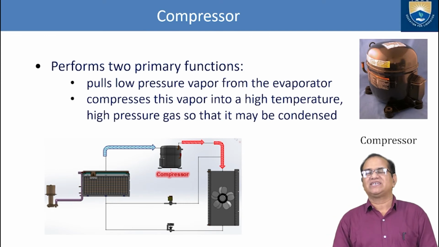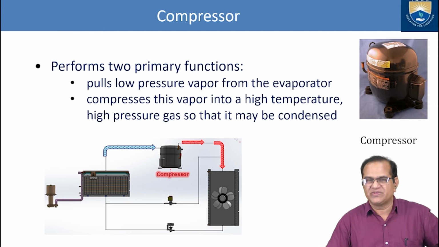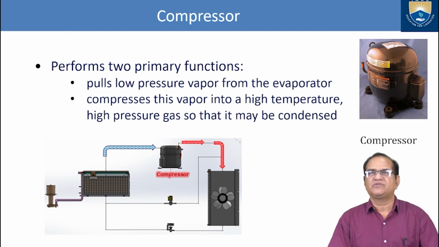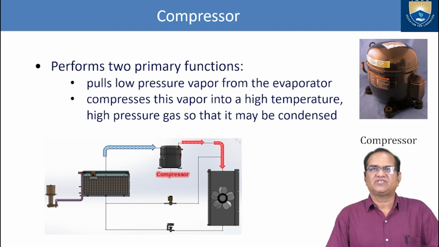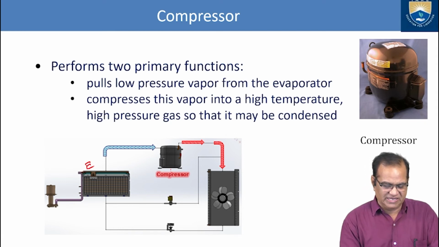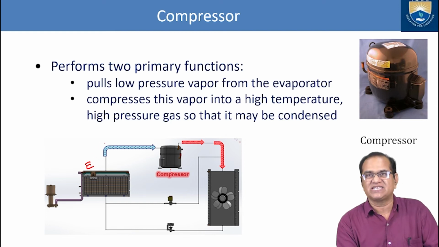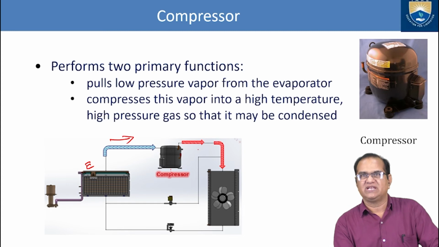Now I will discuss the compressor. The first major component of any air conditioner system is the compressor. It performs two primary functions. First one, it pulls low pressure vapor from the evaporator. If you see here, this is the evaporator, I am writing E, and this is the compressor. So from here it is sucking low pressure vapor.